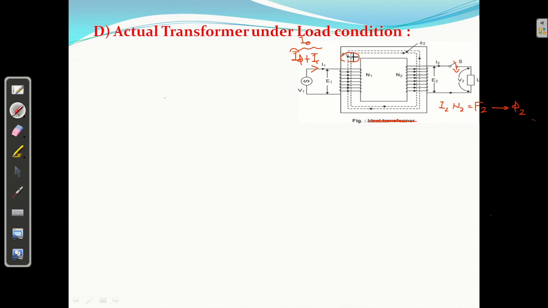And to neutralize this, the primary will draw more current. Which component will this be called? I1 dash. The vector sum of these two. So after the vector sum of these two, you can say the transformer will draw I1 current. The actual transformer on load will draw I1, right? And this I1 dash into N1 will produce F1. This will be equal and opposite to that. So it will produce a phi 1 dash and it will neutralize the phi 2. And the transformer will be called a constant flux device.